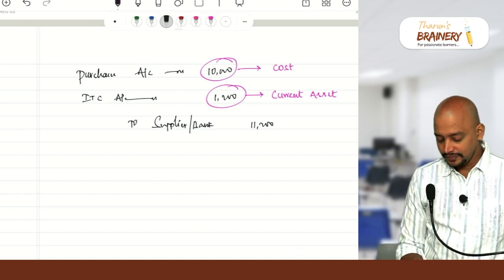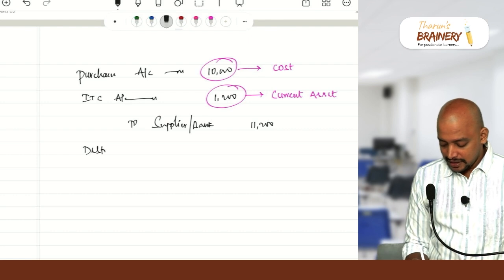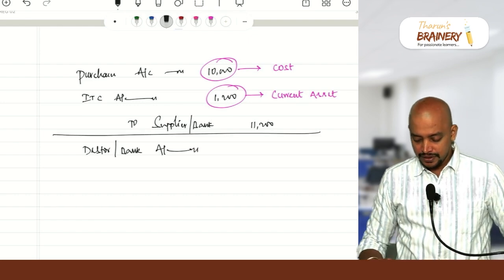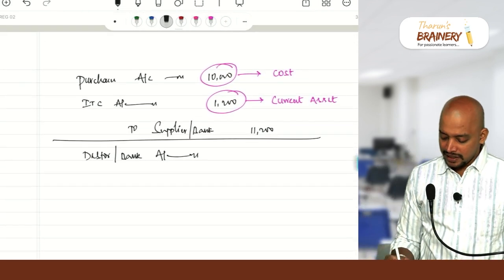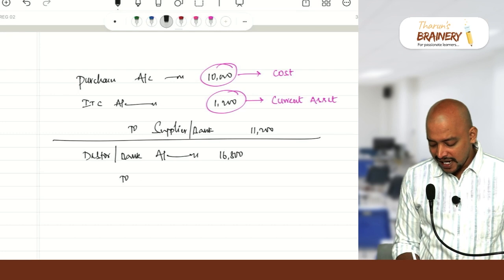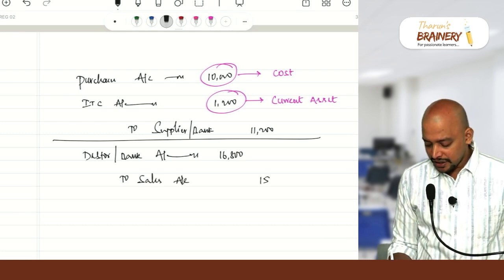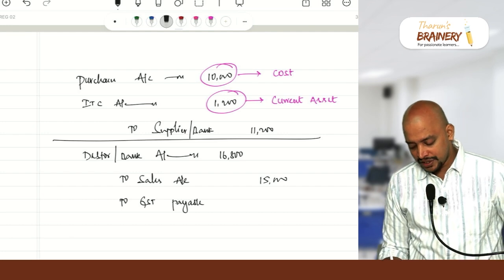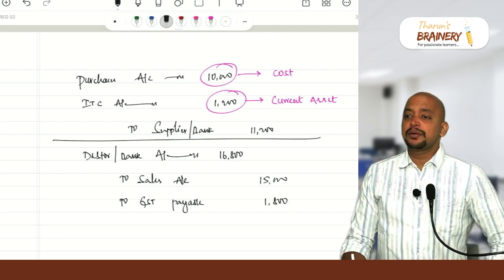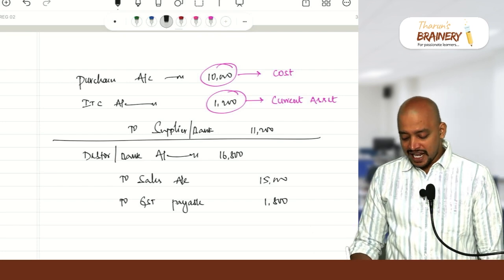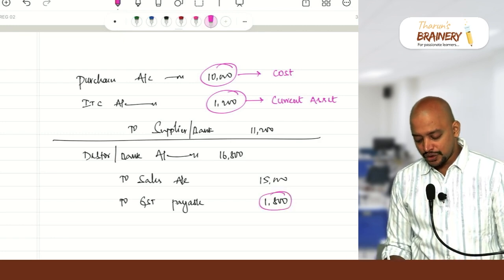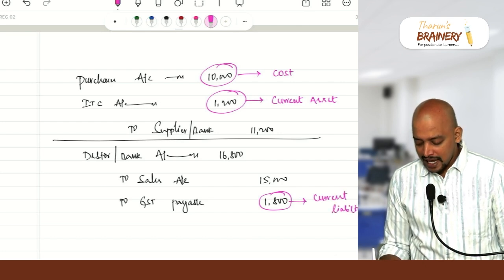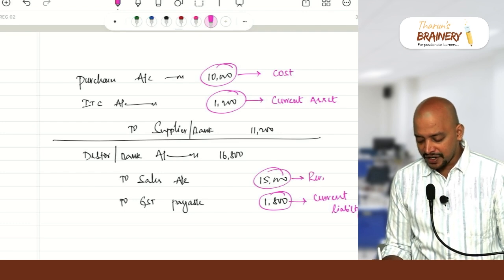Now, what is the entry for sales? Debtor or bank account debit. How much is the sale value? 15,000 plus 1,800, 16,800. But to sales, how much do we credit? 15,000. And to GST payable, how much? 1,800. So GST payable is what, asset or liability? Liability. Usually a liability shows what balance? Credit balance. It is a current liability, and this 15,000 we will recognize as revenue.